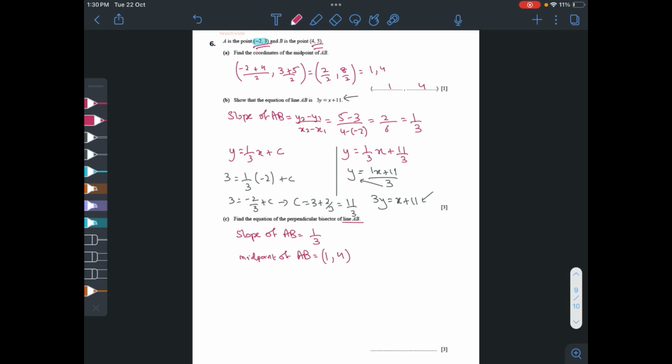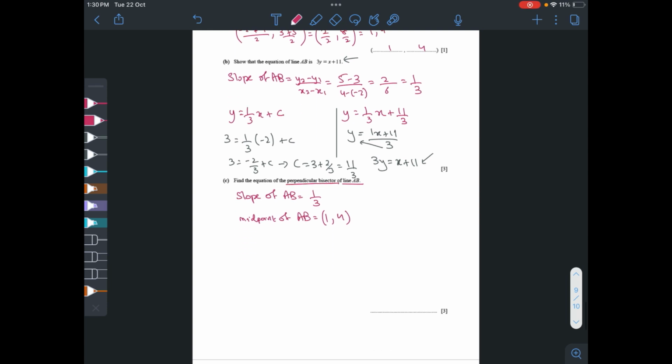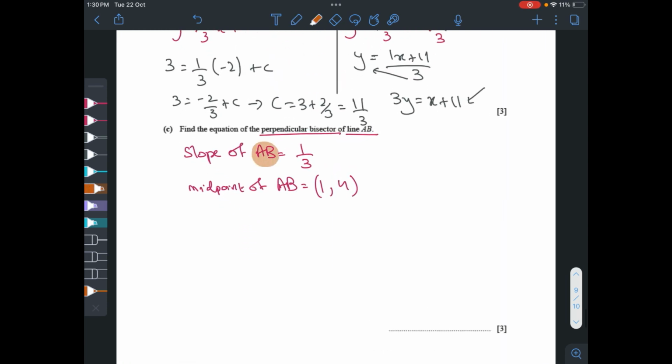All you need to do is find the slope of the perpendicular bisector now. Since the slope of line AB is 1 over 3, let's call this M1, and let's call the slope of the perpendicular bisector M2. If I multiply M1 and M2, since these two lines are perpendicular, I should get negative 1. So I have 1 over 3 times M2 is equal to negative 1. M2 is going to be negative 3. The slope of the perpendicular bisector is negative 3.